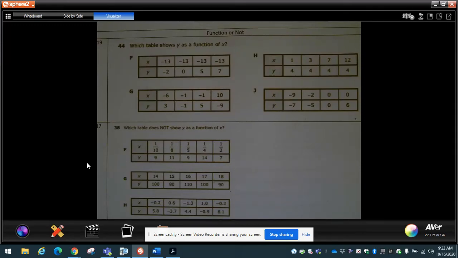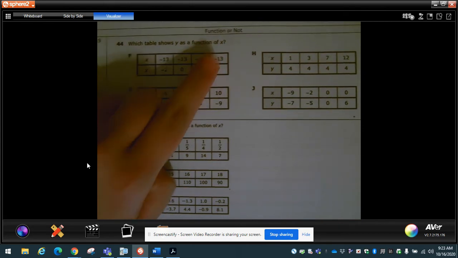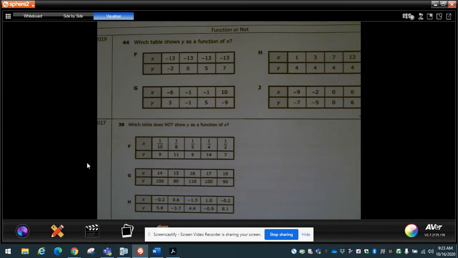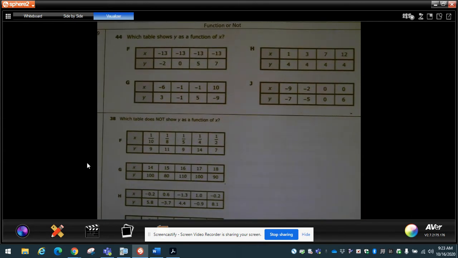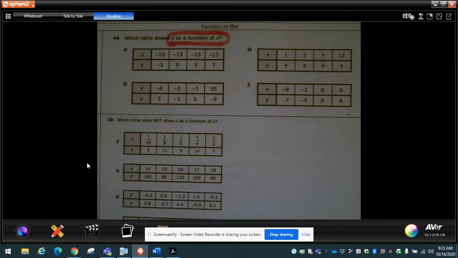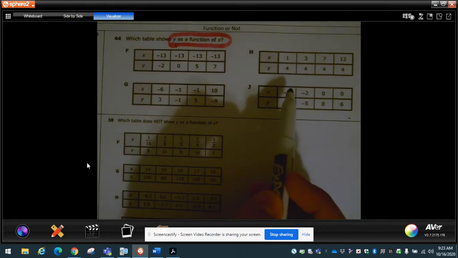In this video, we're going to be talking about functions and non-functions. So let's go ahead and jump right in. Let's look at problem number 44, which says, which table shows y as a function of x? Now, all they want to know when they say y is a function of x is which of our tables is a function.